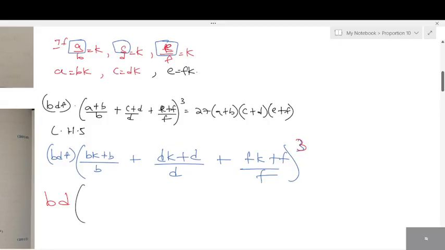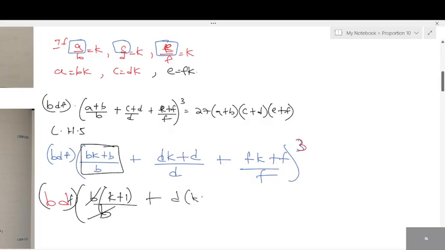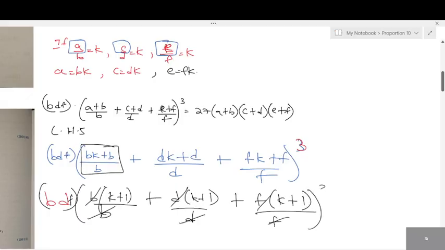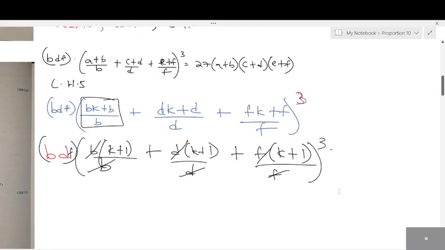Now tell me what is common in the first one. Each time you solve, you have to find out the common value, students. If not, you won't be able to solve. What is common? B is common. You get K plus 1 divided by B. Then here, which one gets cancelled? D is common. K plus 1 divided by D. F is common, K plus 1 divided by F. Did you all take out the common value?